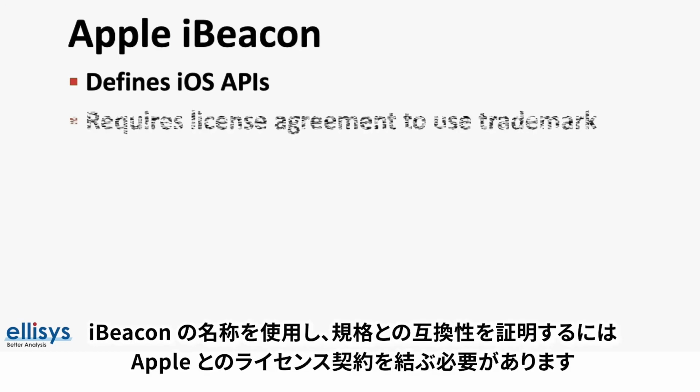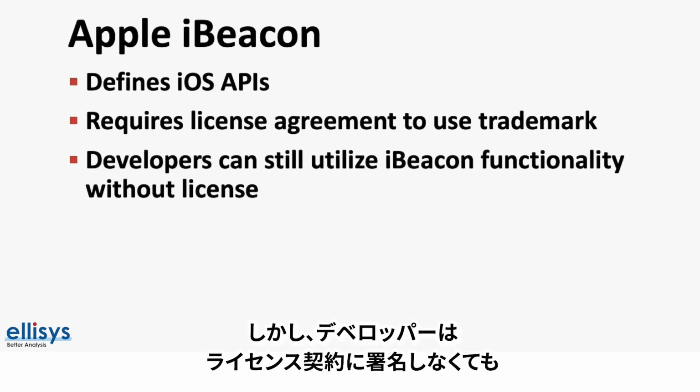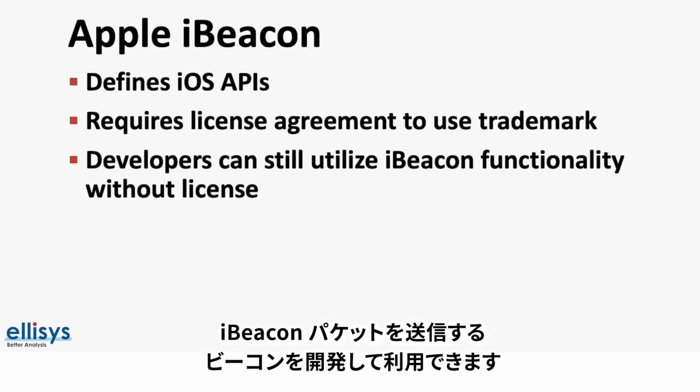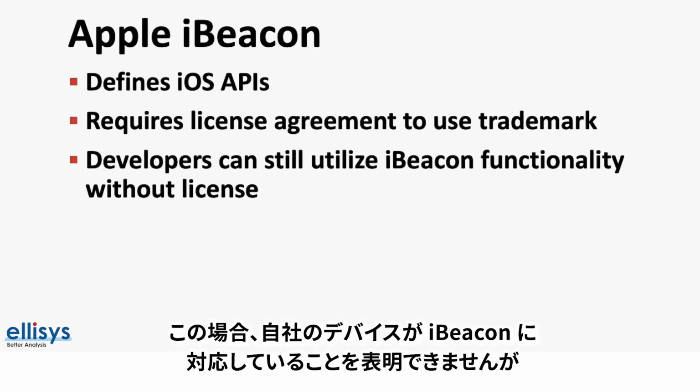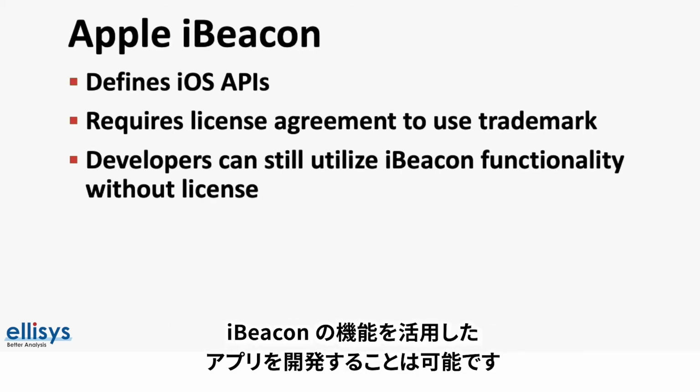It requires signing a license agreement with Apple to use the name and claim compatibility with the standard. However, developers can still develop and utilize beacons that transmit iBeacon packets without signing the licensing agreement. In this case, they would not be able to state that their devices are iBeacon compatible, but they can still develop the apps that leverage iBeacon functionality.